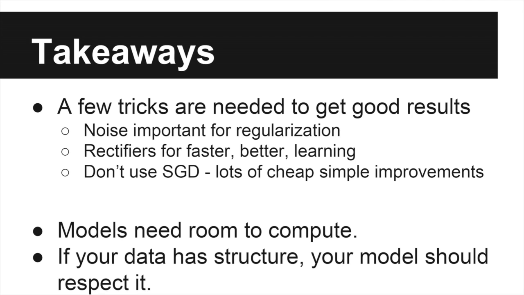Finally, if your data has structure, your model should respect it. And for the case of images, this is done via convolutional neural networks. In the case of text, this is done via recurrent or recursive neural networks. Fortunately, I didn't get to them today. And that's kind of the message. A lot of deep learning is really just about respecting structure and some nice tweaks on standard old neural networks.